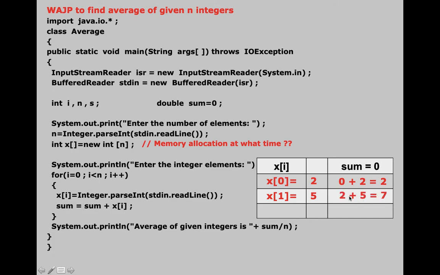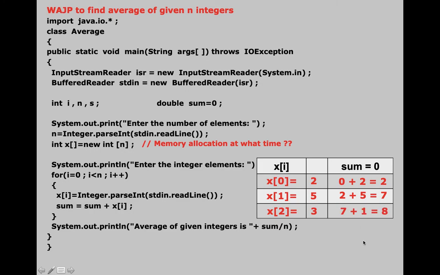Again the compiler goes to I plus plus. I takes the value 2. Again the same old story. 2 is less than 3. The compiler enters the loop. The user will type a number, let's say 3. Now 3 is assigned to x of 2. Sum is equal to sum plus x of I. So over here we have 7 plus 3 equal to how much?